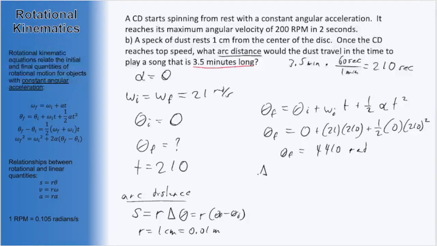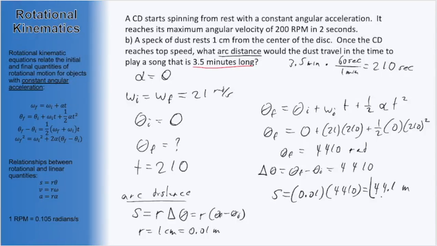This means that our speck of dust has traveled through theta final minus theta initial number of radians, which would just be the 4,410, which now lets us find our arc distance s by multiplying our radius of 0.01 meters by the delta theta of 4,410 radians, giving us a distance that this speck of dust has traveled of 44.1 meters.